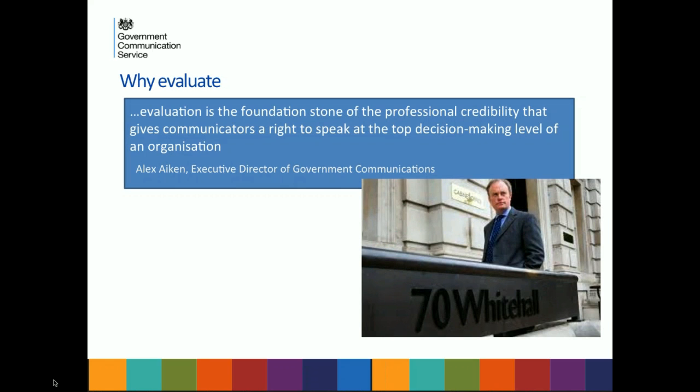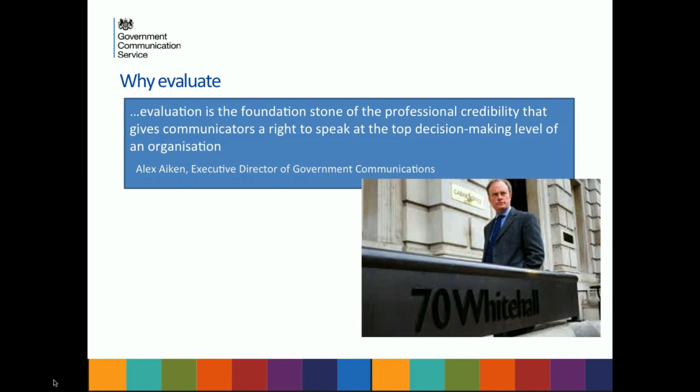As a quote here from the Executive Director of Government Communications, Alex Aiken, says, evaluation, good, proper evaluation, gives us as communicators the right to speak at the top decision-making level of any organisation. If we can prove that what we're doing is feeding into the bottom line if you're in a private organisation, or is helping to achieve the change in behaviour that you're looking for, and you can put numbers behind that, then you're onto a winner.